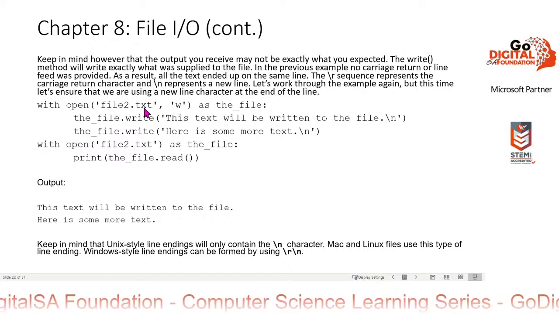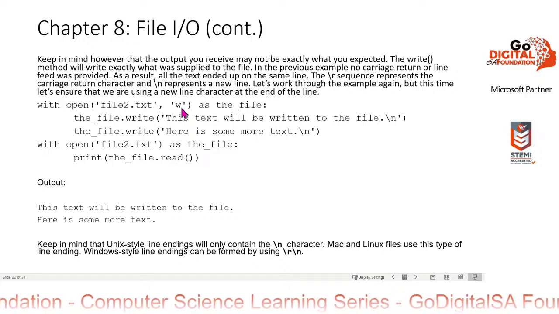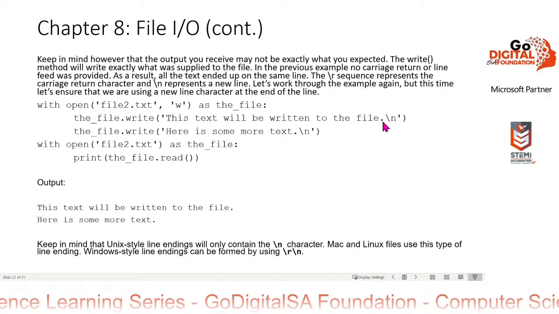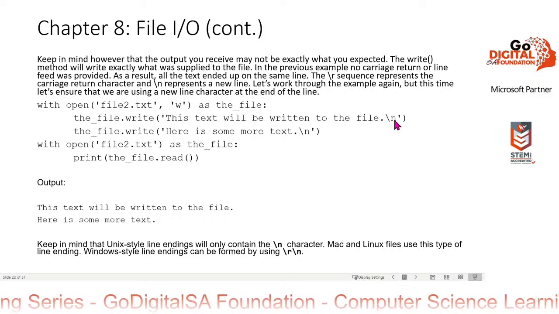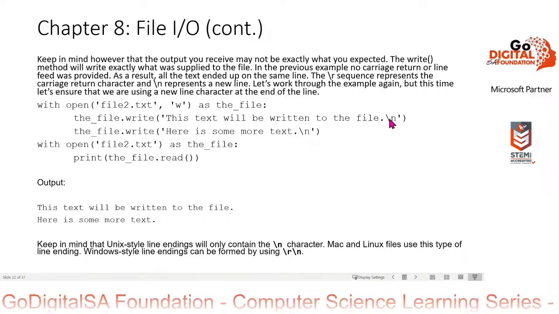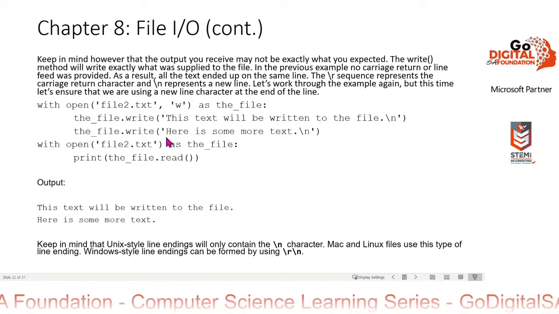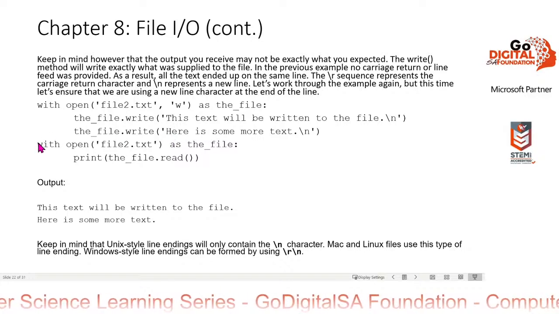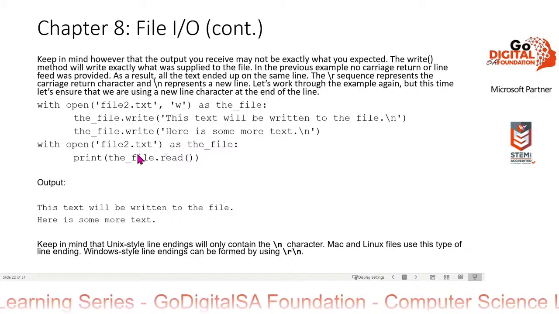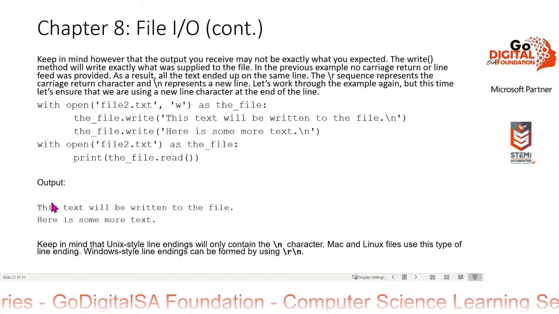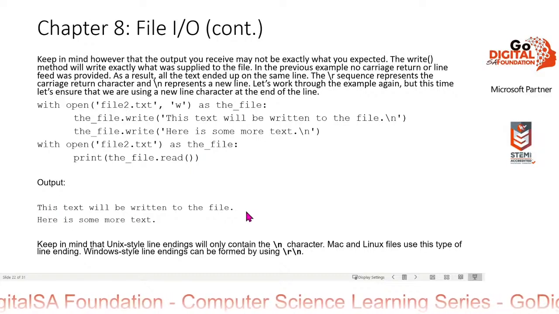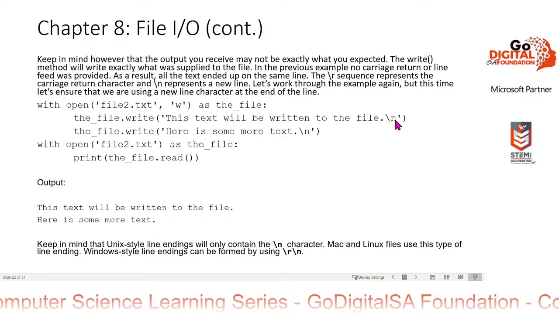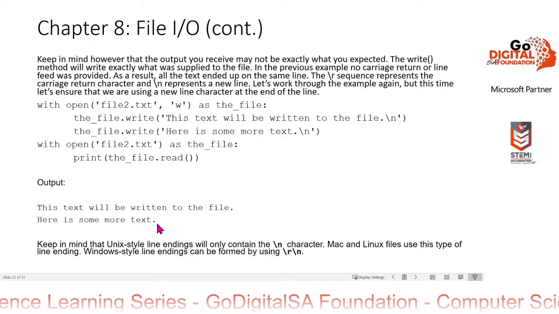So here again, with open file2.txt for write as the file. Now we write, this text will be written to the file, with a \n at the end of this string. So that's a new line character. And then the file write, here is some more text, with a \n. Then in our next with block, we open this for read, and we print the file read, and the output will be, this text will be written to the file, and then on the next line, here is some more text, because we specified new lines at the end of each of these strings.